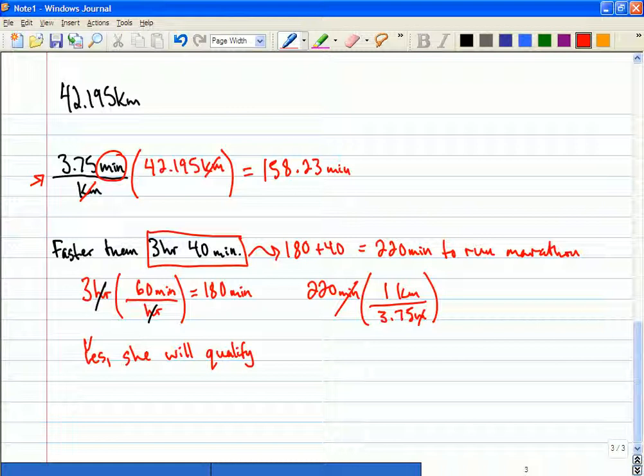So 220 divided by 3.75 gives me 58.7 kilometers. And since that's farther than the marathon, which is only 42, she only needs to get to 42. She clearly will have finished before the marathon ended. So that's another way you can answer the same question.